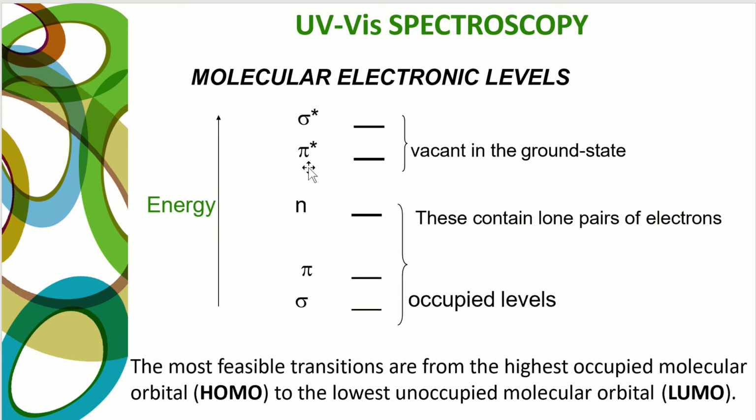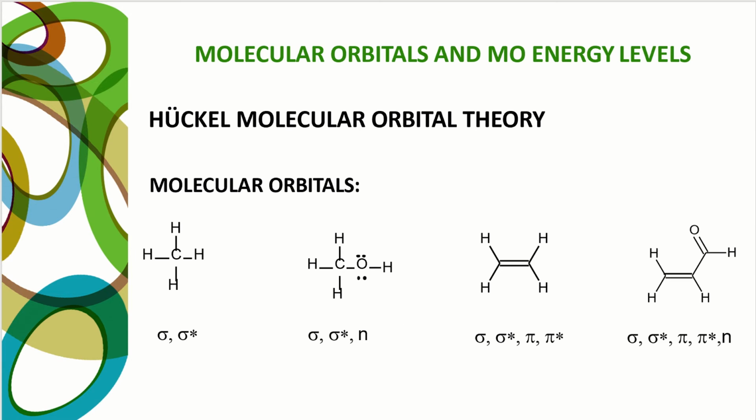And we have our antibonding molecular orbitals, pi star and sigma star, and they're usually vacant in the ground state, and these are usually occupied levels. So the most feasible transitions are from the highest occupied molecular orbital, or HOMO for short, to the lowest unoccupied molecular orbital, which is LUMO for short.